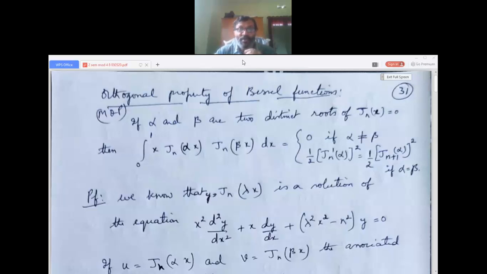Okay, now we get here now. We know that Jn of x is a solution of, this is also a model question paper problem we derived in the previous session. Jn of x, the Bessel function, is a solution of the Bessel's differential equation x squared d squared y by dx squared plus x dy by dx plus x squared minus n squared of y equals 0.